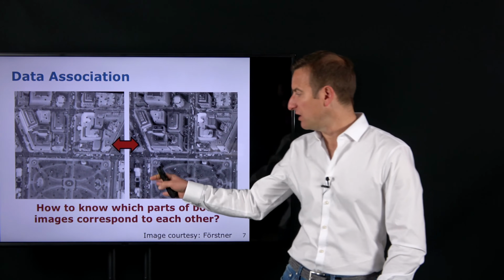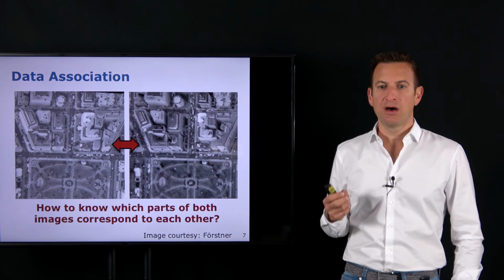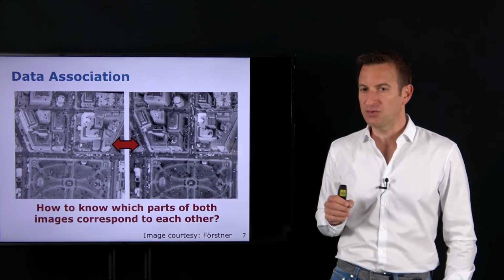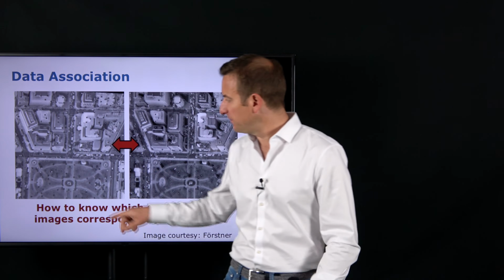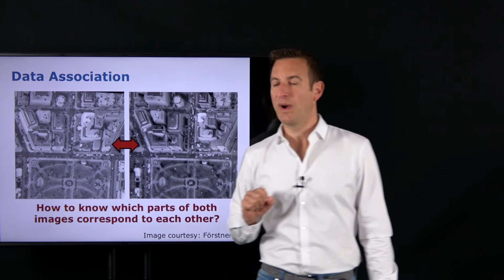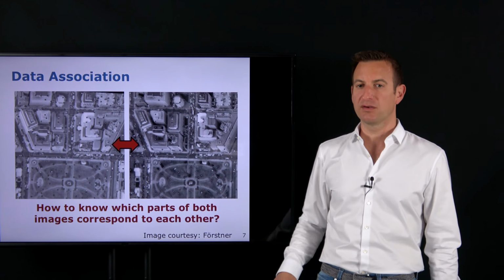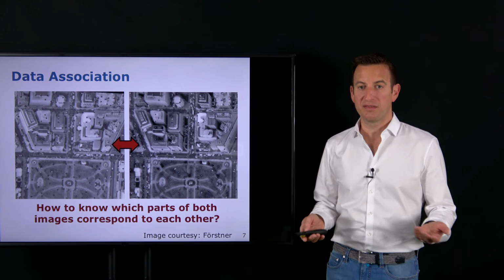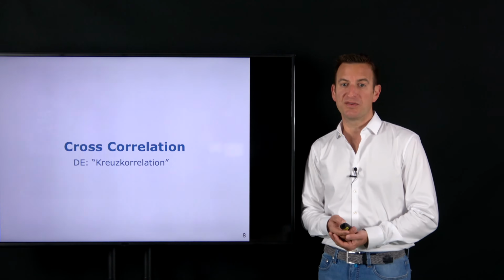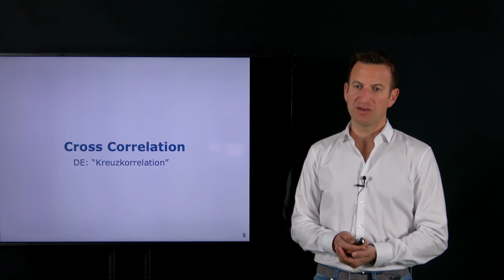And the key question is, how can we know which parts of these images correspond to each other? For example, if we look at one distinct point, let's say this point over here, where do I find this point in the other image? How can I figure out that this is actually this point? And that's what the approach of template matching with cross-correlation is all about, and that's what we're going to discuss here.